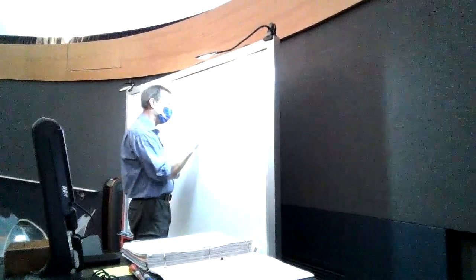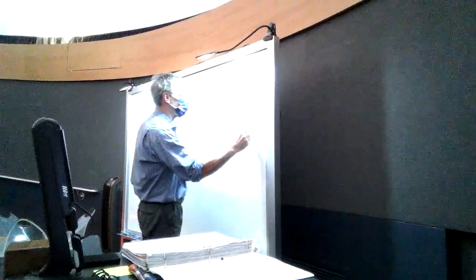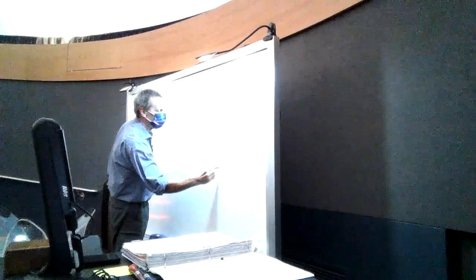Or how many arc seconds are in a degree? Well, there's how many arc minutes? 60, right? And there's how many seconds in each arc minute? 60. So we have 60 times 60, or 3,600 arc seconds in 1 degree.